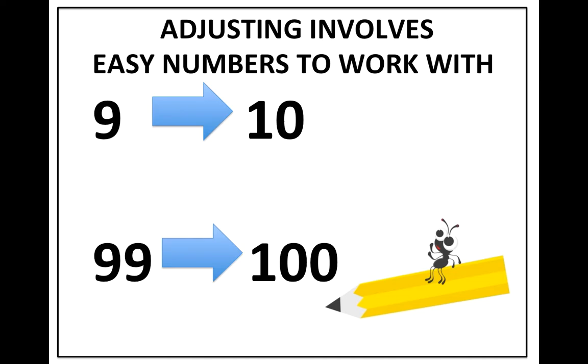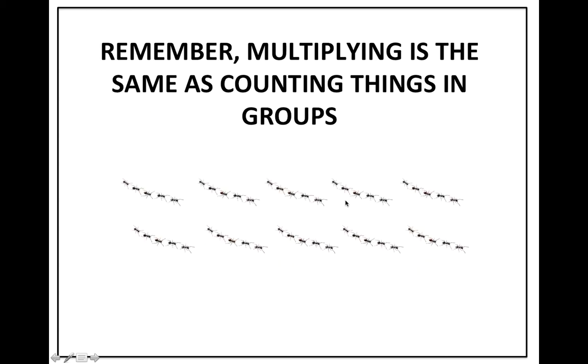So when we're talking about adjusting, we're using numbers that are easier to work with than the numbers that we've been given in the problem. In these cases, 9 is very close to 10, which is a really easy number to work with, and 99 we're going to consider as 100, which again is very easy to work with. After we've finished these easy multiplications, we're going to make simple adjustments using subtraction in order to find our answers. Let's look at some examples.